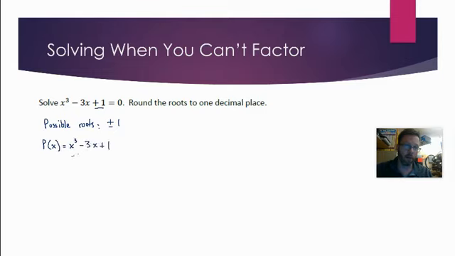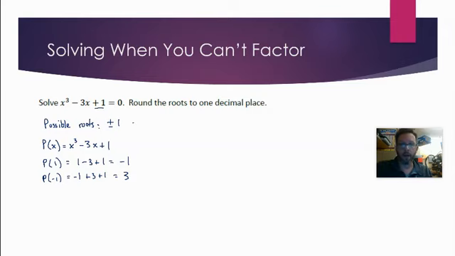So if you were to try those out, p at 1, you get 1 minus 3 plus 1, gives you negative 1. And if you plug in negative 1, you get negative 1 plus 3 plus 1, which equals 3. Neither one of those is 0. So there's no way to factor this one.